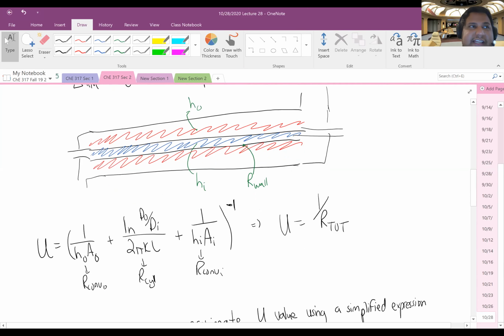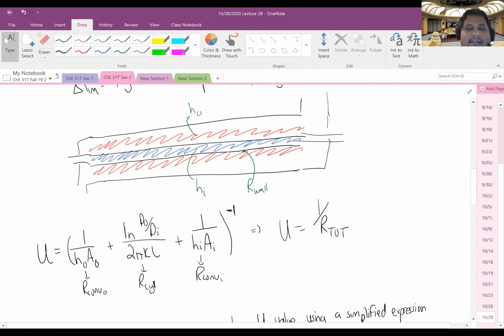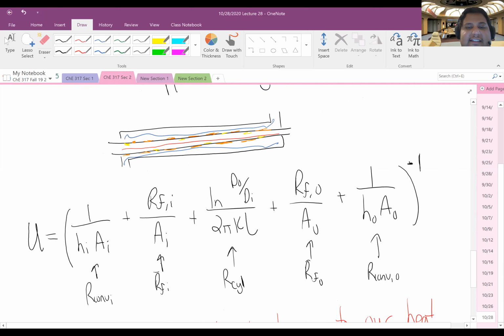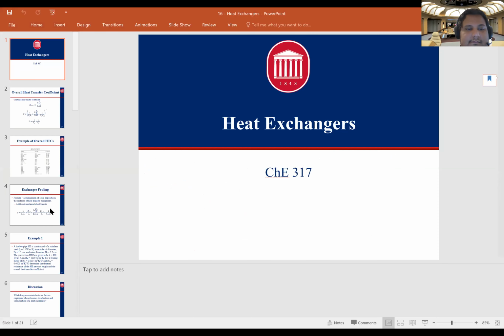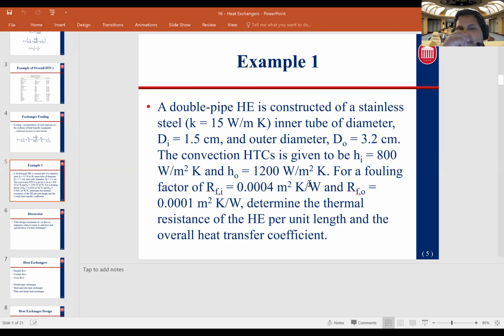Which means if you're using a utility on one side, you're going to have to start burning more utility or clean your heat exchanger. Granted, that's a design thing we'll get to in design 2, but it's always good things to keep in mind. So let's take a look at an example and see what we can do.